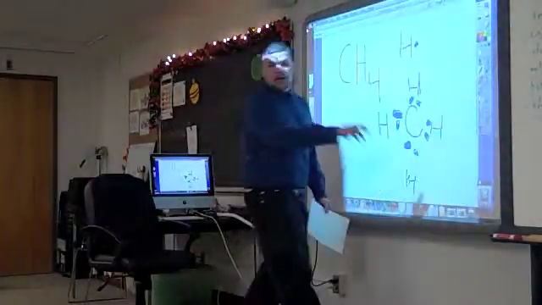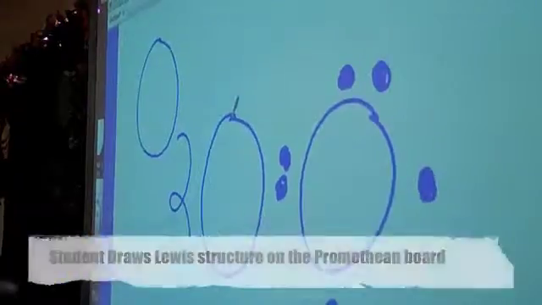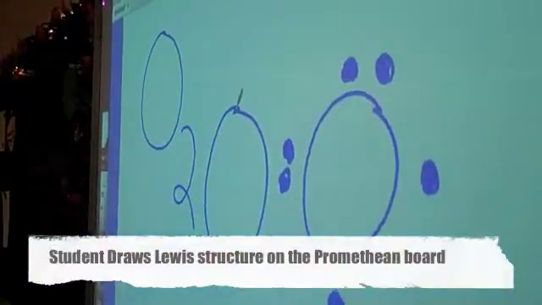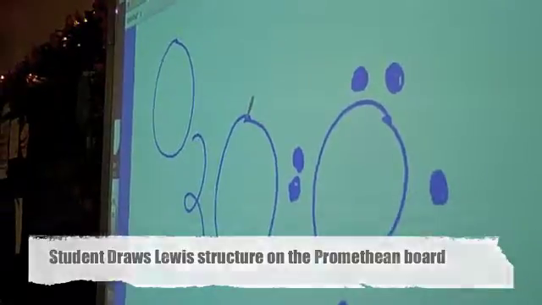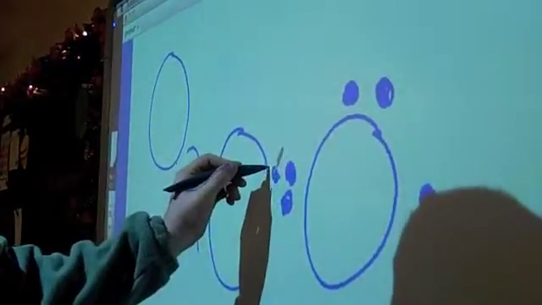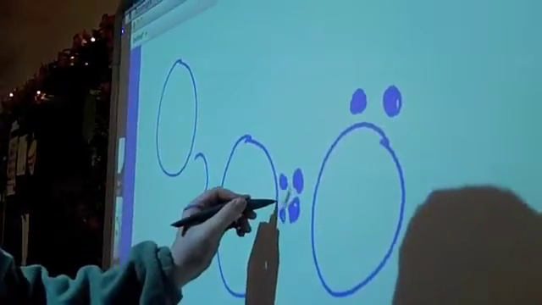Carbon has all 8. It's successfully filled. You got 2 right now. If you have a double bond, you need to have, yeah, 4. Correct. So go ahead and put the 2 in there with it.